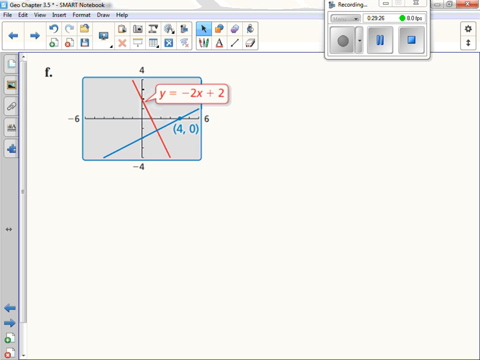Do y'all need to see another example of doing parallel or perpendicular lines, writing these here? We feel good with this here. We feel good about finding slope. We feel good about determining if two lines are parallel or perpendicular. Yes?